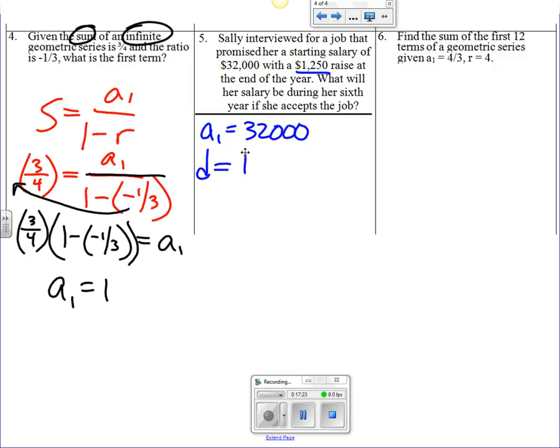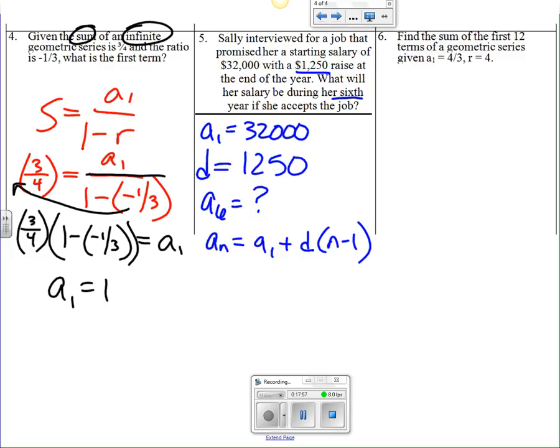Nailed it. Okay, so 1,250 is your D. And Jasmine, what are they looking for? Yep, so how do we write that mathematically? What are they looking for? A6. All right, Sterling, what formula should we use? Over here as arithmetic, because we have a D. So AN equals A1 plus D times N minus 1.